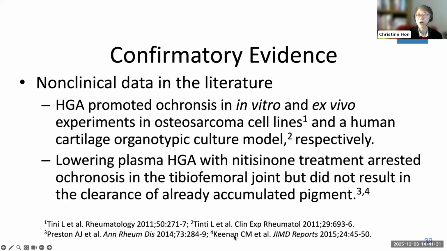Confirmatory evidence is also available from the SONIA 1 trial. SONIA 1 is a smaller trial. It is a dose response study, and it was conducted in 40 patients with AKU. It was a 4-year study, randomized, open label, and there were 4 dose levels, evaluating 1, 2, 4, and 8 milligrams of nitisinone. The study results showed that there was a dose-dependent reduction in urinary HGA, with near complete reduction, about 90%, at doses of 2 milligrams and higher.